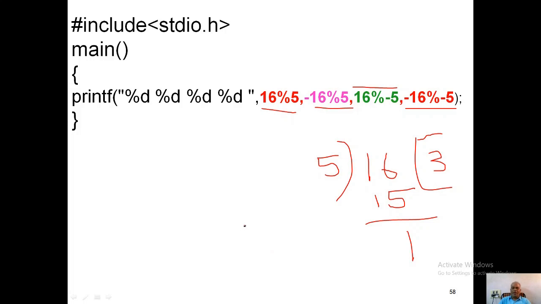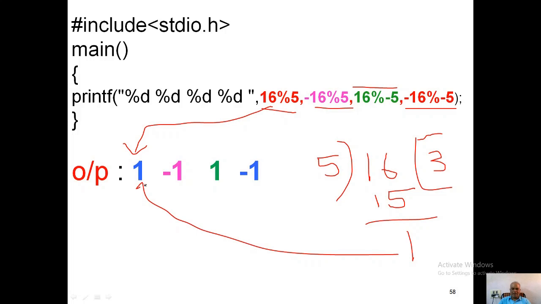Now we need to check the values. 16 mod 5, the answer is 1. Suppose we have minus 16 modulus 5, then the answer is minus 1. Why? Because here the value is minus 1. Suppose the value is in the form 16 modulus minus 5.